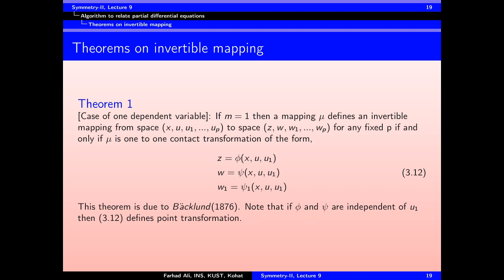Note that phi and psi are independent of u1. So there is a mistake in this lecture, in this equation. There is no u1 here. Z is a function of x and u. W is a function of x and u. There is no u1; this u1 is extra. So this is a mistake. Only W1 depends on u1.